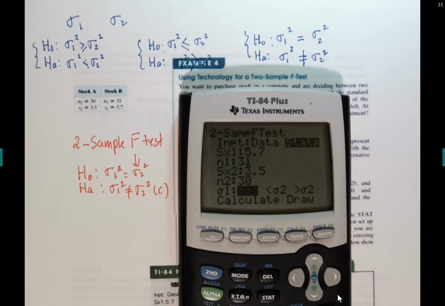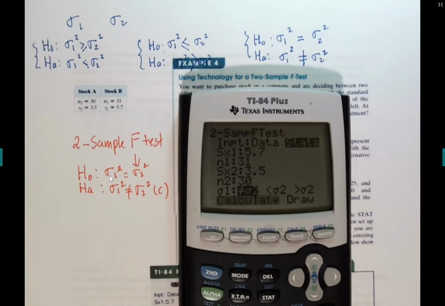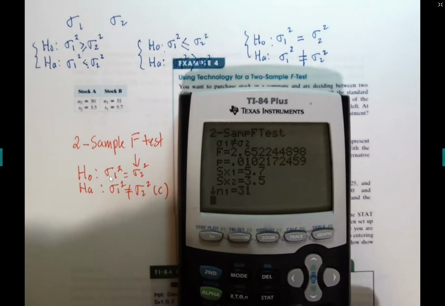Okay. First, I agree. That's the alternative. That doesn't change from one test to another. Okay, I agree. The chat answer is correct as well. Enter. Calculate. You're going to get F equals, guys, you will see. See? F equals 2.65 and the p-value is 0.0102. That's all I need.